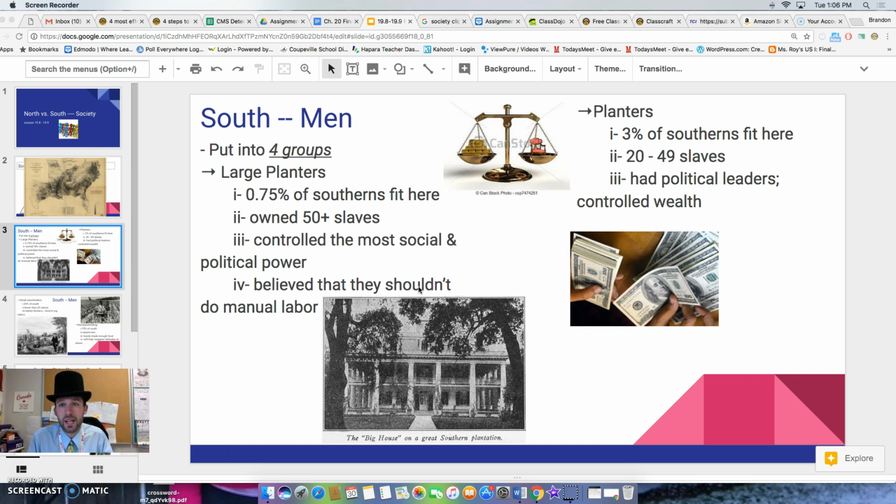Volkman. Now, us rich large planters controlled the most social and political power in the Southern States. Money talks. We also believe that we shouldn't do the manual labor. There's no way we should be rolling our sleeves up and getting these pretty hands dirty. See no mud on this face. No, we believe that we should have a life of leisure.